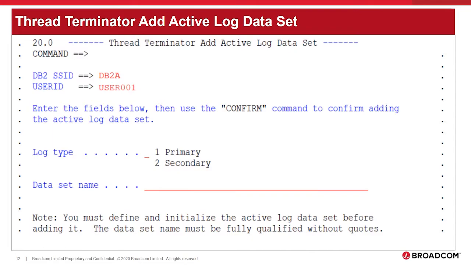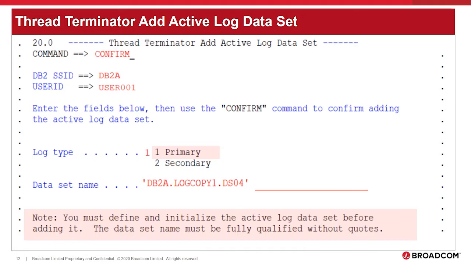In this screen, you can see a note which says you must define and initialize the active log dataset before adding it. But let's try to ignore this note first and try to add the active log dataset. So type primary as the log copy, then type the Db2 active log dataset and confirm. Then press enter.